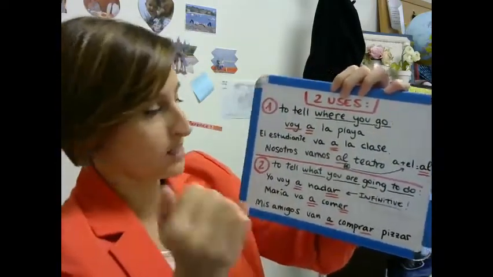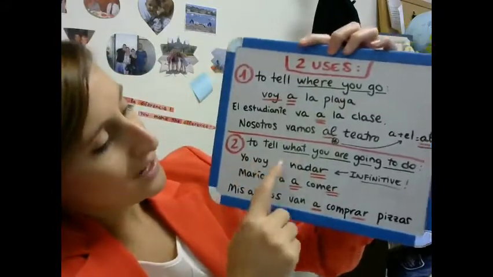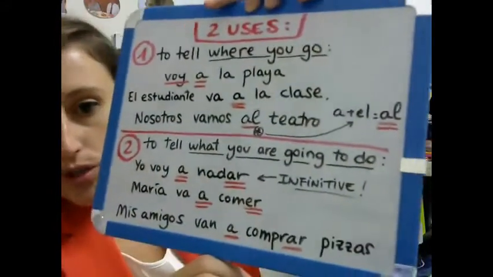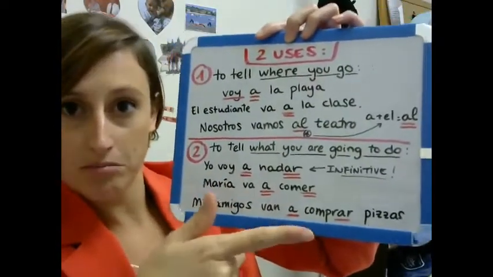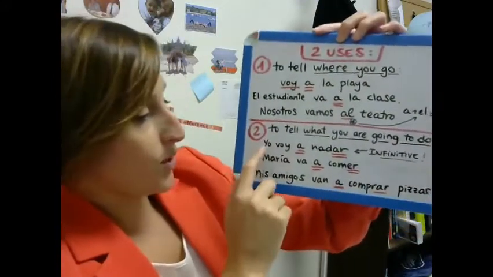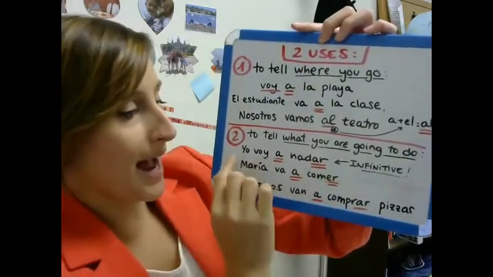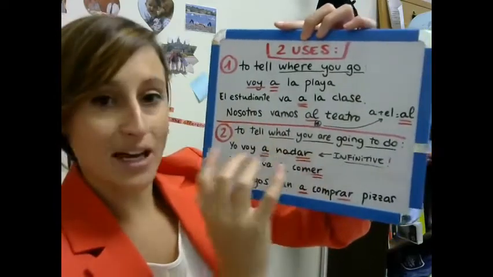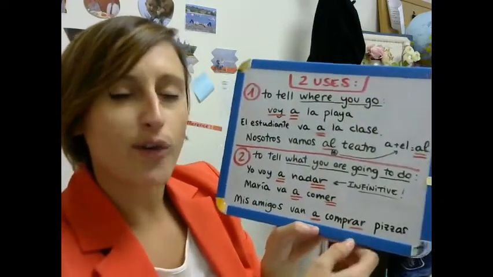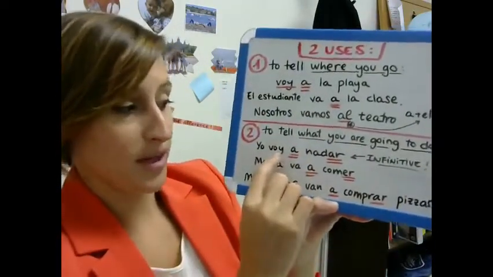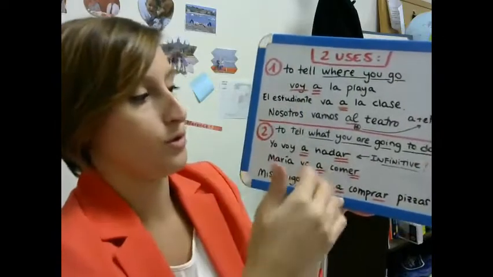Then we also use this verb to tell what you're going to do. So you can tell the place where you go, and what you're going to do there, or what you're going to do somewhere. You can say, yo voy a nadar, I'm going to swim. Sometimes in your activities you can find: use the future form of to go. It's just like I'm going to do something. I'm going to drink, I'm going to write, I'm going to study.